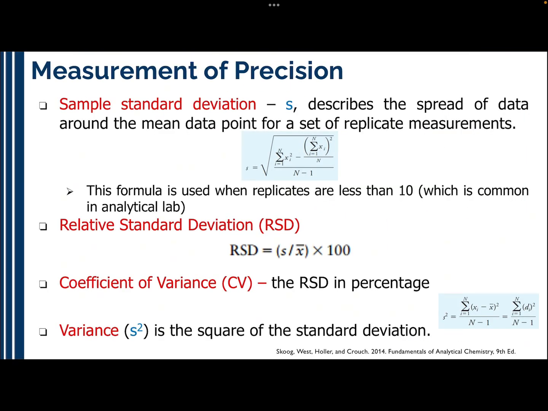Okay, so now to measure the errors. So now we will measure the precisions. To measure the precisions, we have standard deviation. Standard deviation describes the spread of data around the mean. And then we can also use RSD, CV, and the variance.